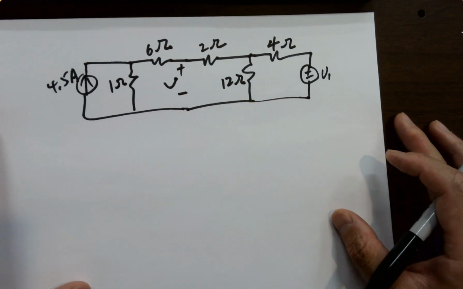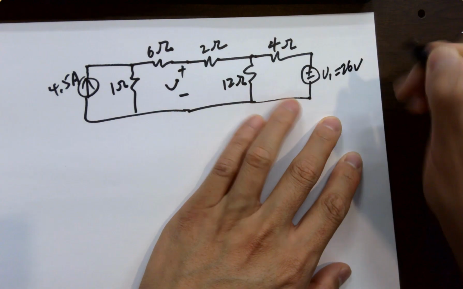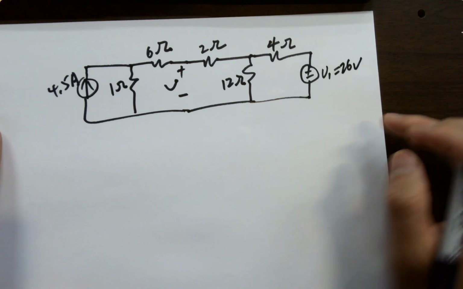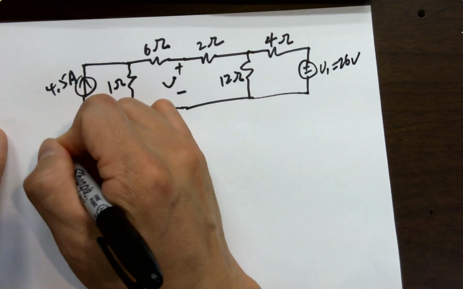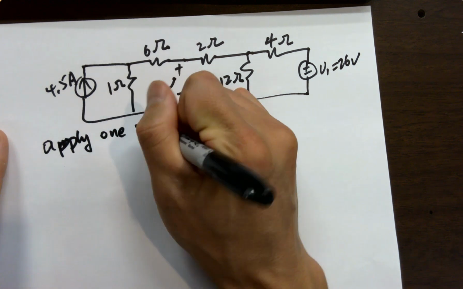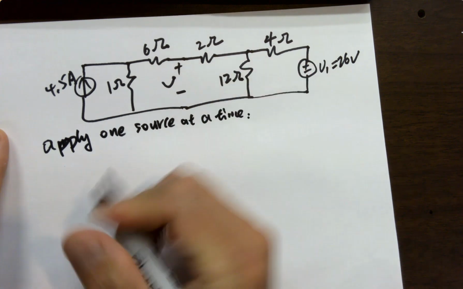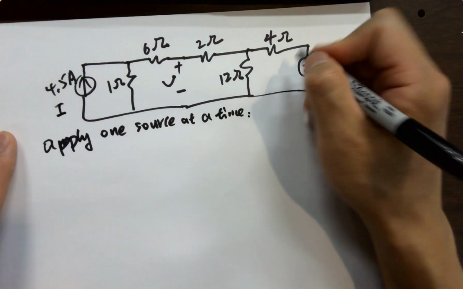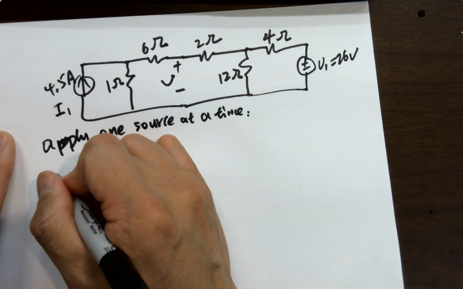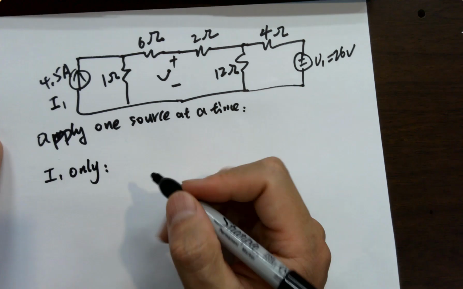Superposition, you can use superposition to calculate, you can superimpose voltages onto each other and currents as well. Let me show you how that works. 26 volts, V1. So apply one source at a time. First, call this I1, this is V1. I1 only is going to give us the following circuit.